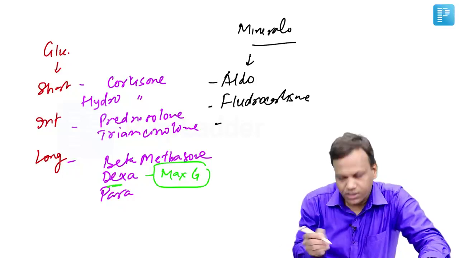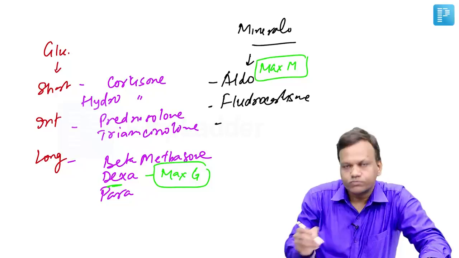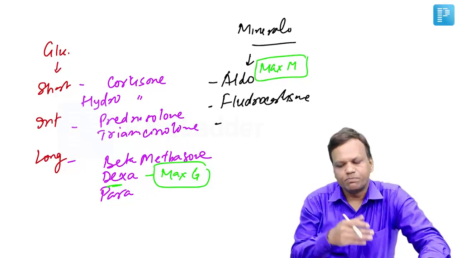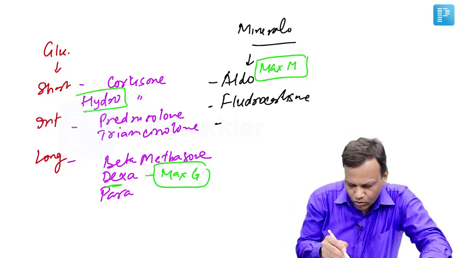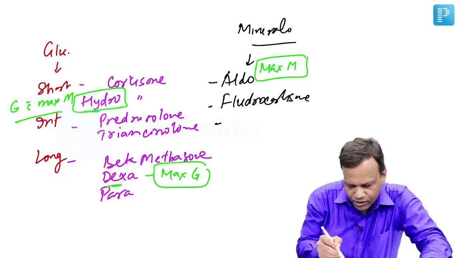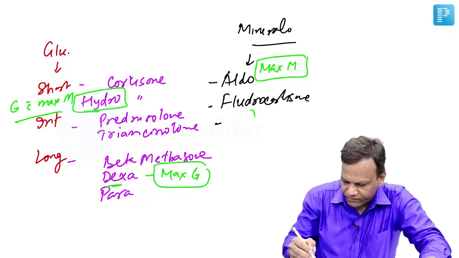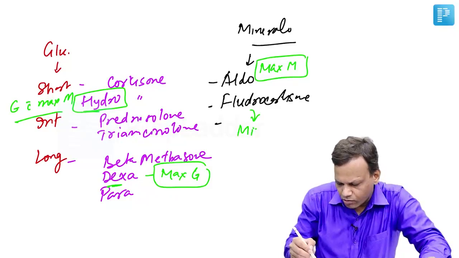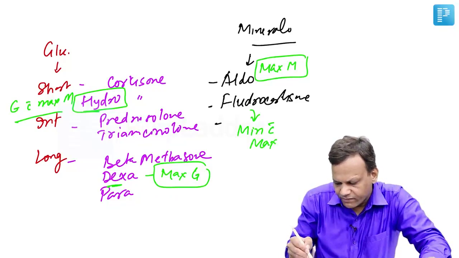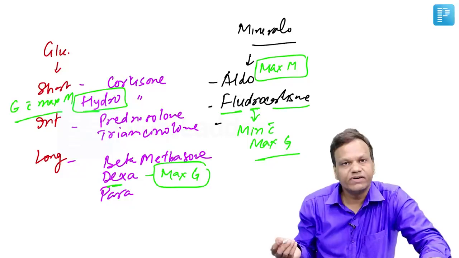The name says 10 guna, dexa. Maximum mineralocorticoid we all know is aldosterone. Then glucocorticoid with maximum mineralocorticoid activity is hydrocortisone, because hydro says water retain. Then mineralocorticoid with maximum glucocorticoid activity is fludrocortisone. The name says fluid retaining drug with cortisone like activity.